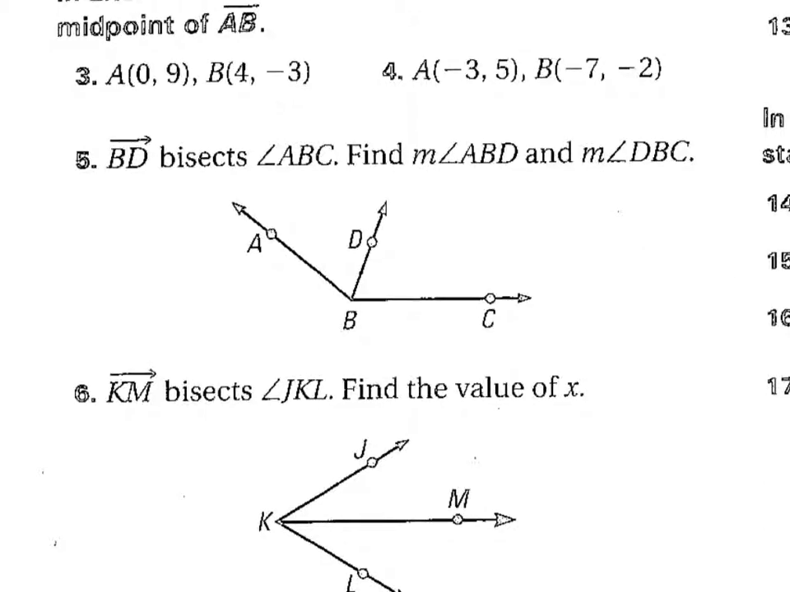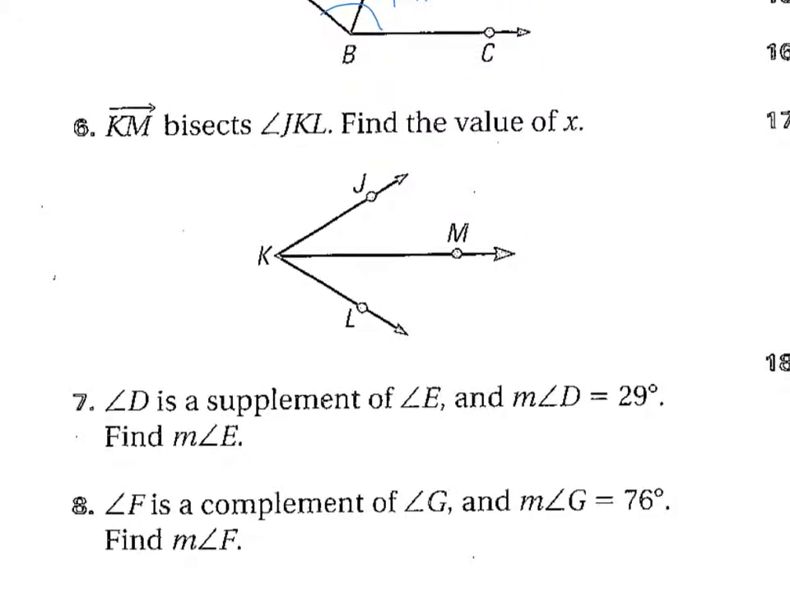Number 5 talks about a bisector. Again, that bisector, this segment is cutting the whole big angle in half. The one part that you don't see at the moment is that the whole thing is 141 degrees. So if we bisect it, it cuts it in what? You should be saying half. So ABD, the left part, if you take 141 divided by 2, should give you 70.5. DBC is also 70.5.